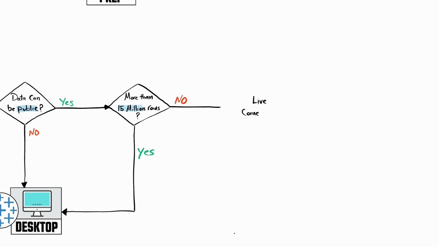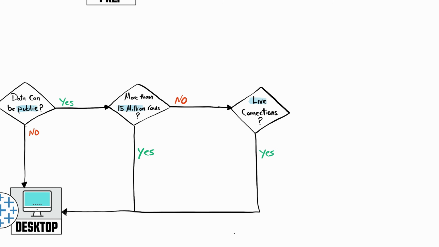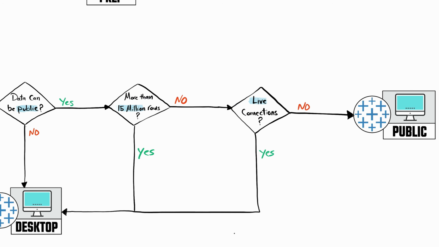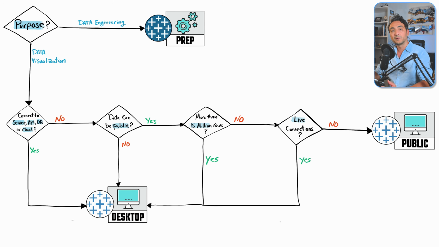last question. Do we need to have live connections to our data sources? If the answer is yes, then we have again to choose Tableau Desktop. But if the answer is no, then finally we can go and use Tableau Public. Alright, so if you follow those questions and this chart, you can easily decide when to use which Tableau product.